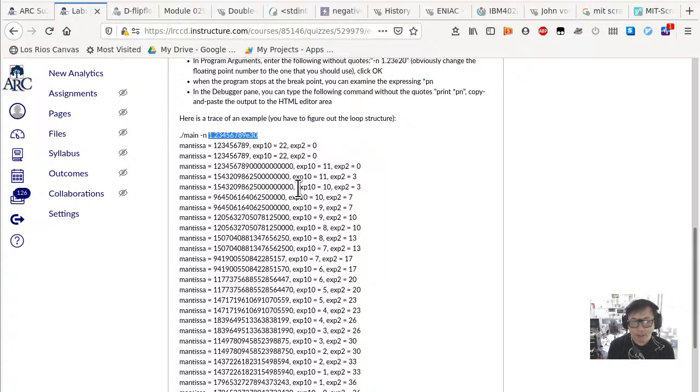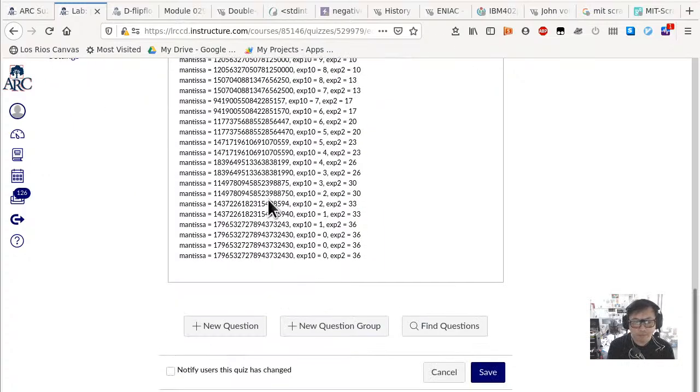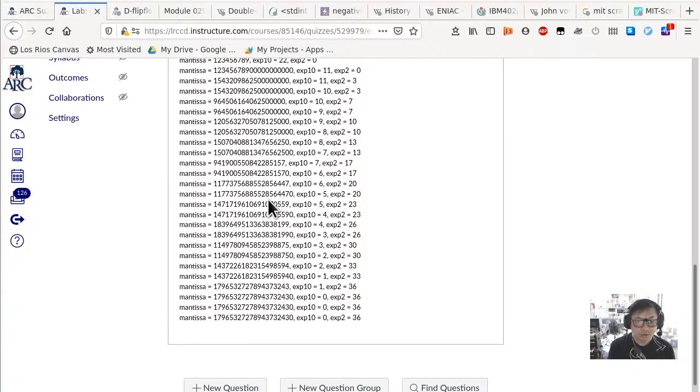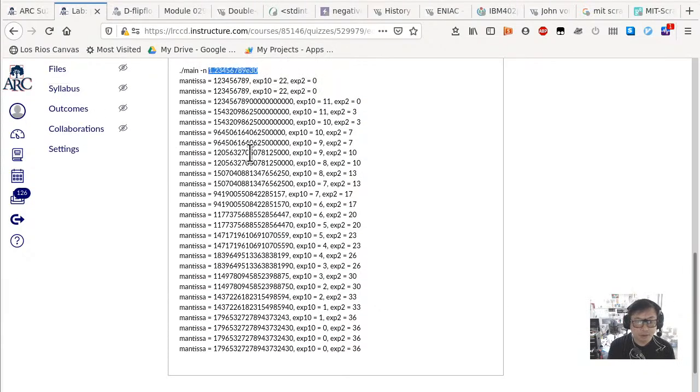So this is actually a very good example because it shows you all the steps. Your initial mantissa as an unsigned 64-bit integer is going to look like this, and eventually it will become this. So does that answer the question?